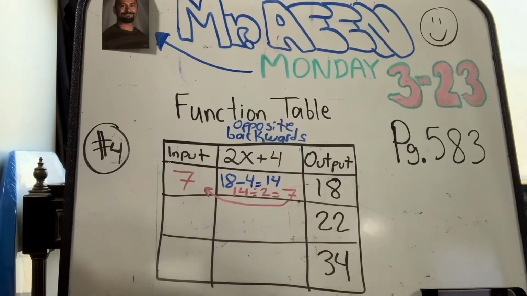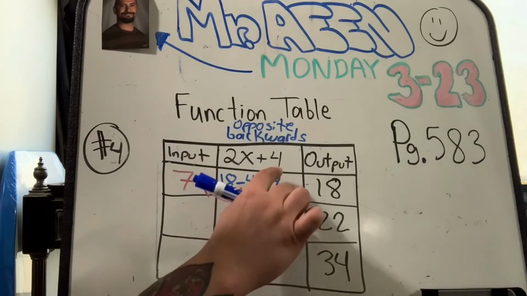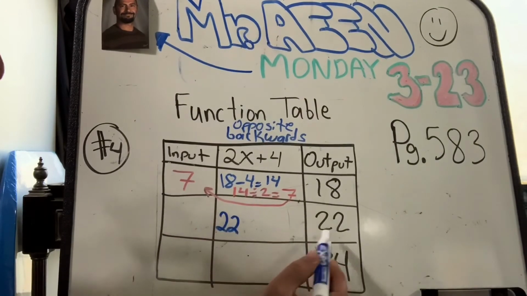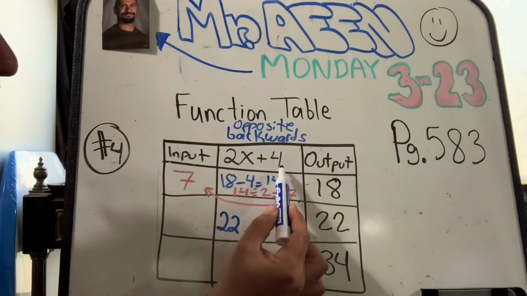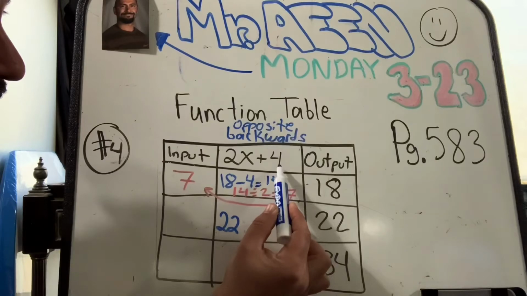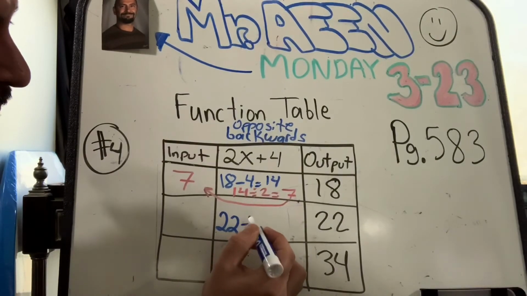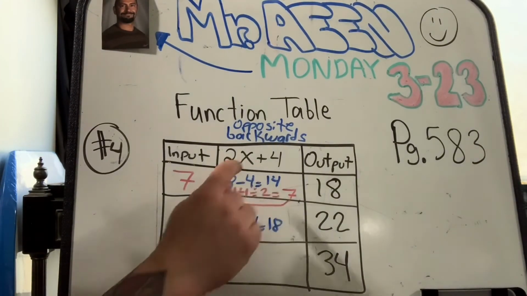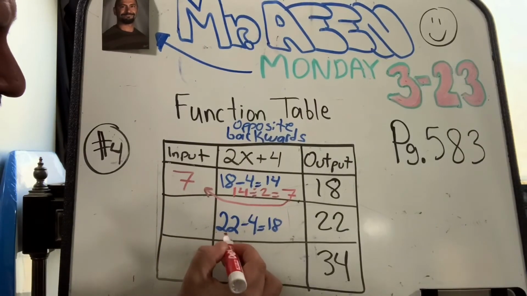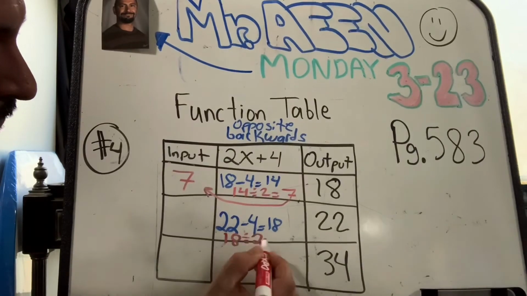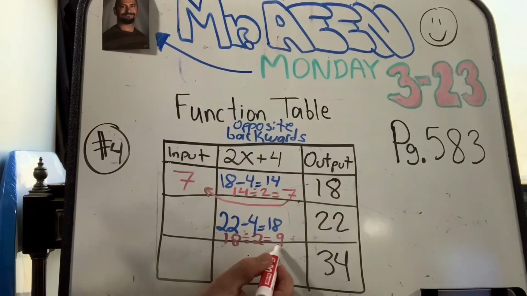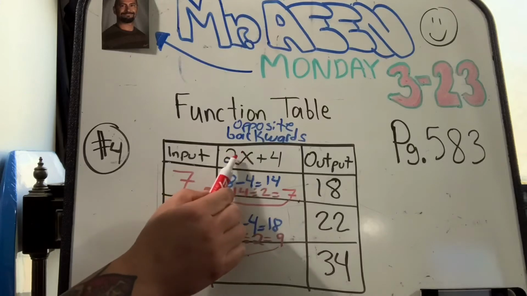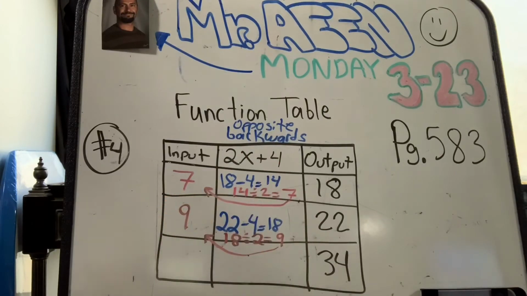Okay, let's do the next one, 22. So remember, you're going to run the expression backwards and opposite. You're going to put the 22 here. And backwards, so from right to left, not left to right. So instead of plus 4, minus 4. That's going to give you 18. And then, instead of times 2, divided by 2. So you're going to say 18 divided by 2, which is 9. Put the 9 right here and double check it. Okay, 9 times 2, 18 plus 4, 22. So yeah, we did it right.